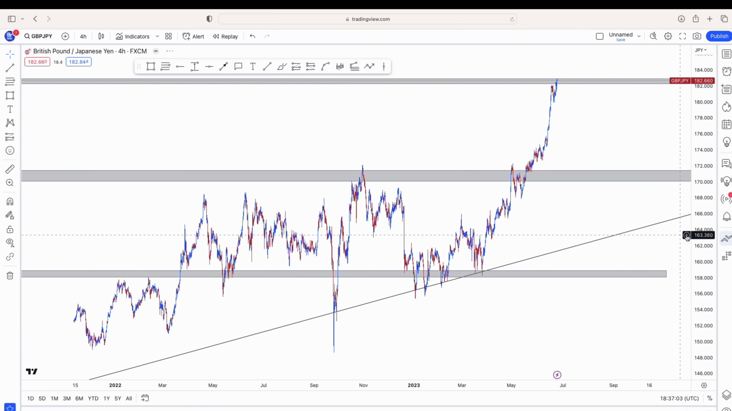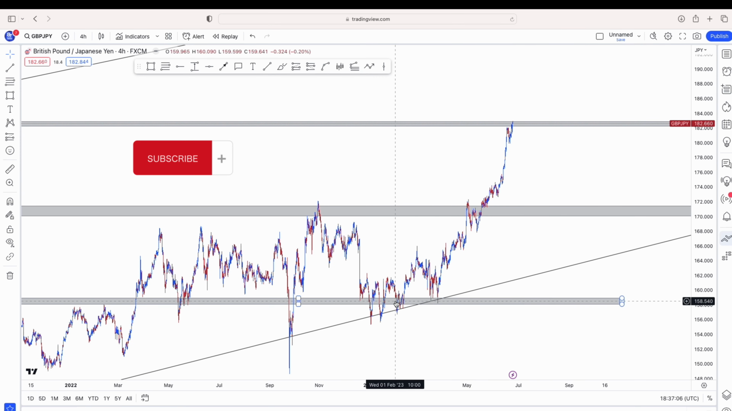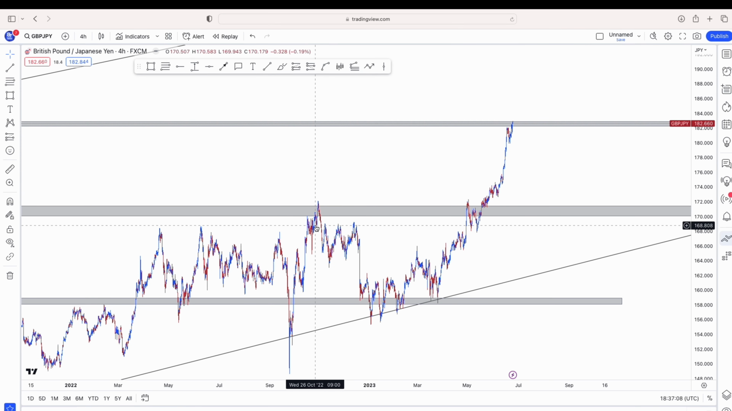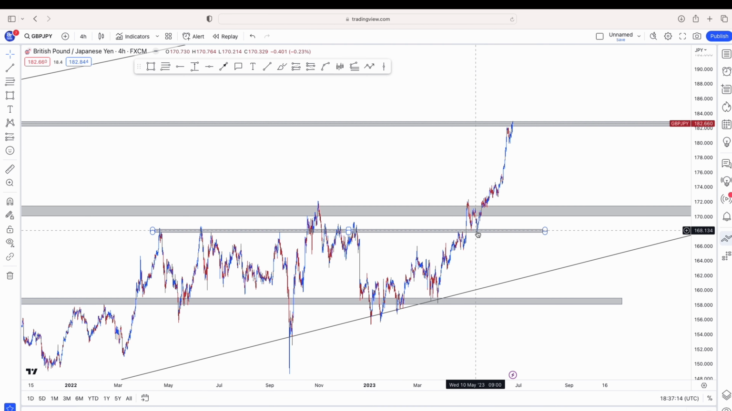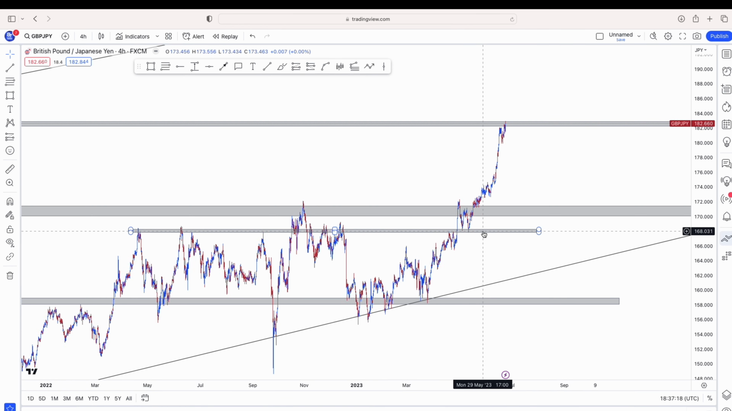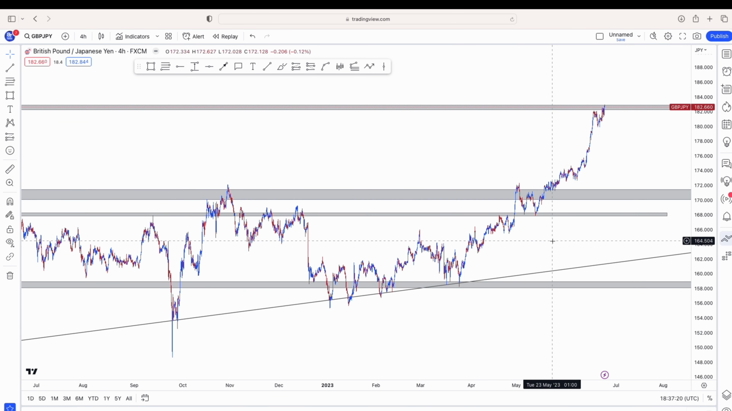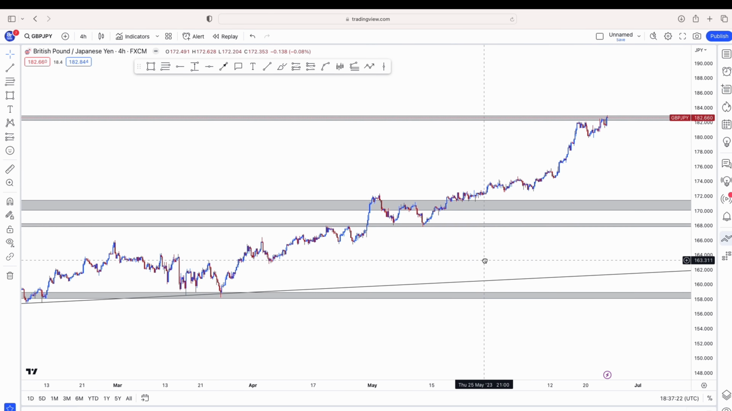So on 4-hour, you can see that we just broke that level that I was talking about, and you will see the details are more clear here. So this was the buy that we actually had on 168. This was a good buy. Then let's drop down to 4-hour and see what the price is giving us.